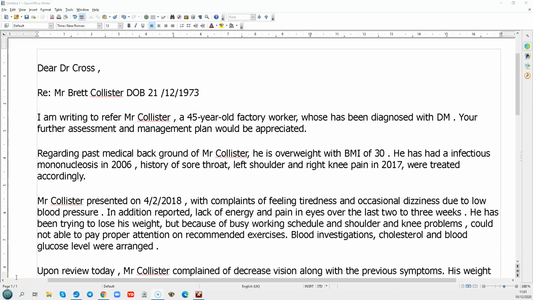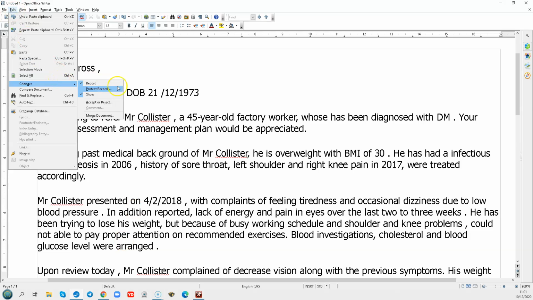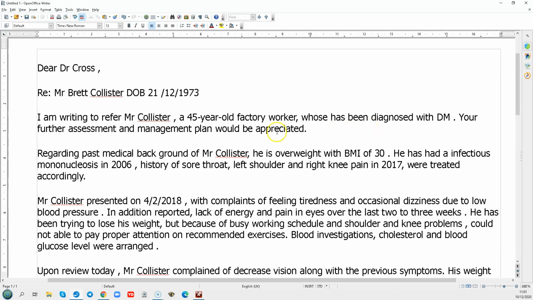Okay, time for a letter. It's letter number 6, I think. Bit of grammar here, bit of vocab. I'll talk you through the changes that I would make.